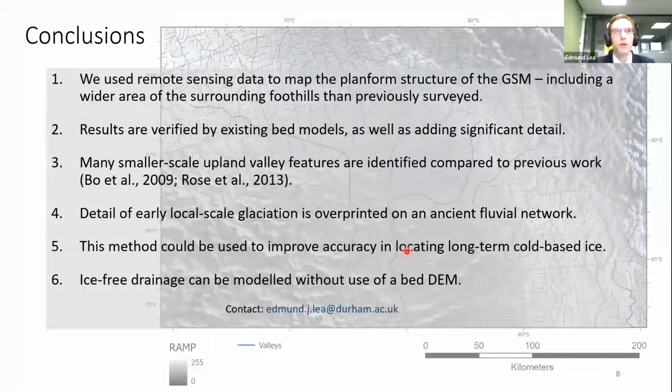Overall, this landscape is one of fluvial origin in terms of the incision of the valleys, and we can also see some details of early local scale glaciation. This is probably one of the earliest regions in Antarctica to have been glaciated. And the final point there, as I was just talking about, we can, using these data, begin to start thinking about the drainage properties of this region without actually knowing what the detailed elevation of the bed topography is.